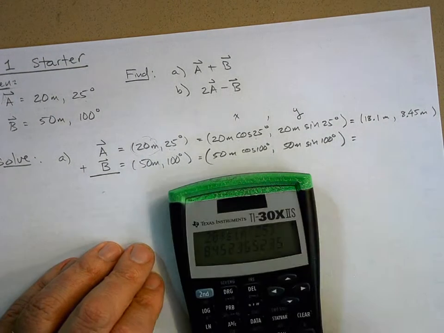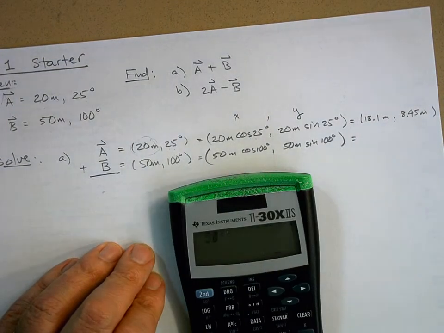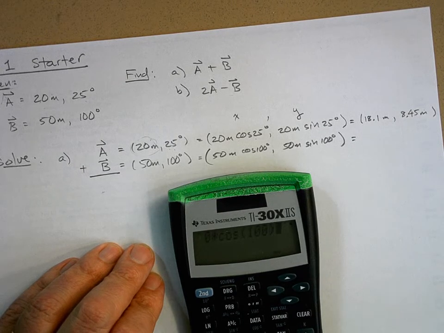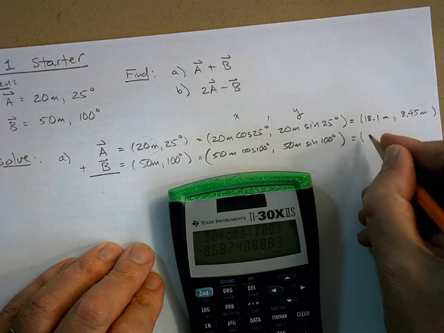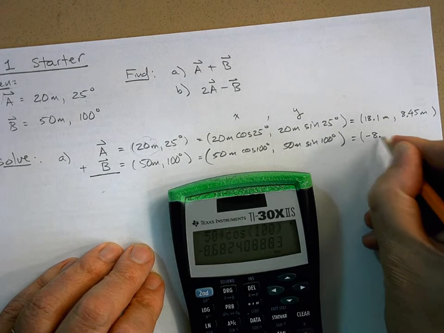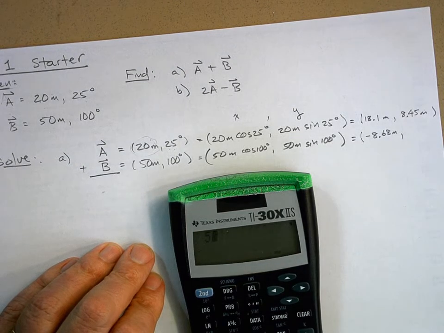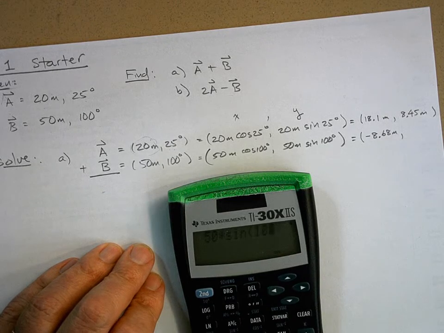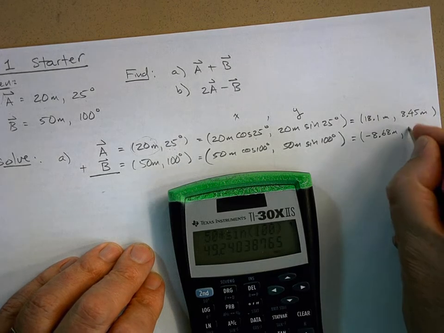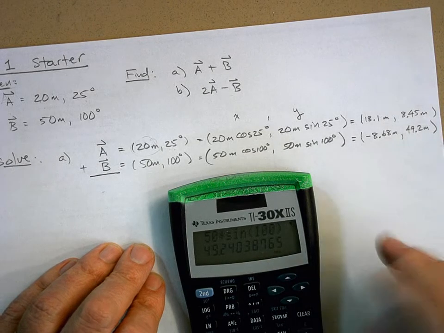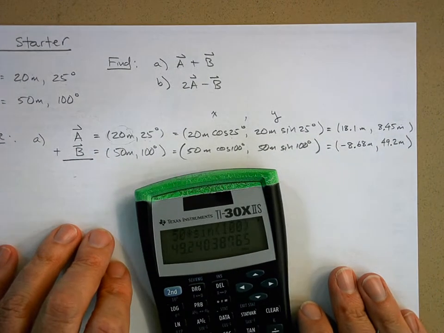And then we'll do this one. 50 times the cosine of 100. And we get negative 8.68 meters. And then 50 times the sine of 100 degrees. And I get 49.2. Okay. Sorry that's so small in the back room.